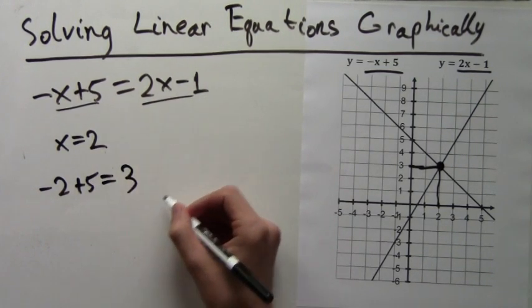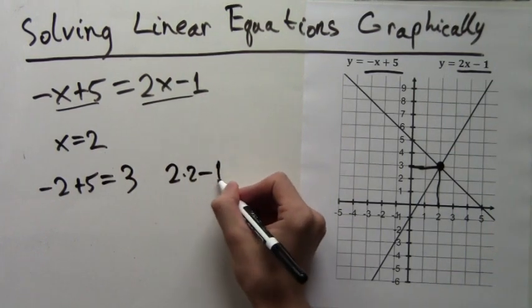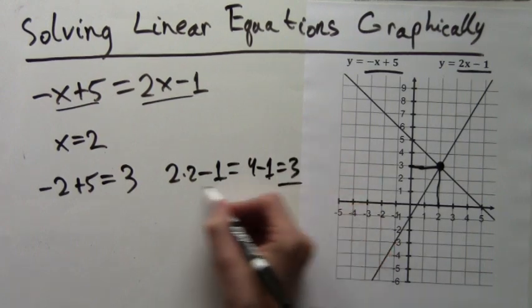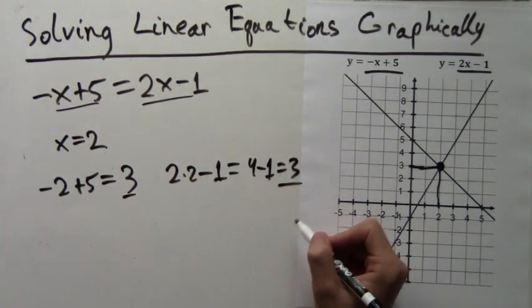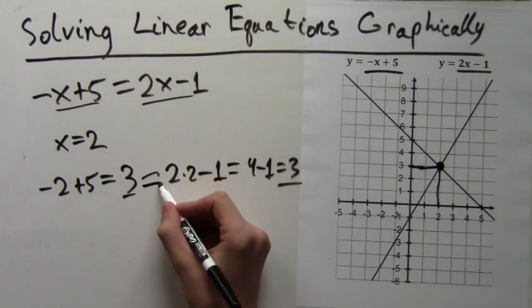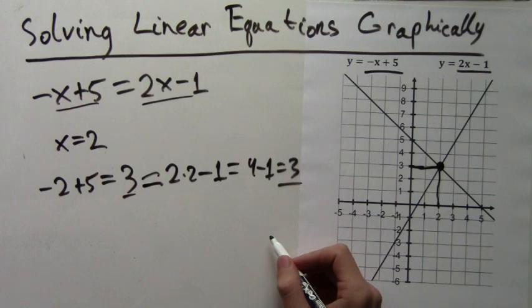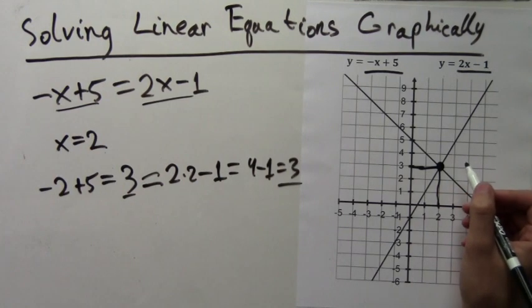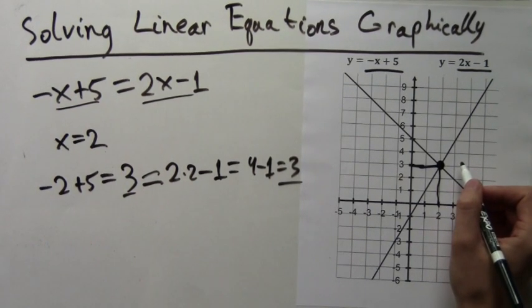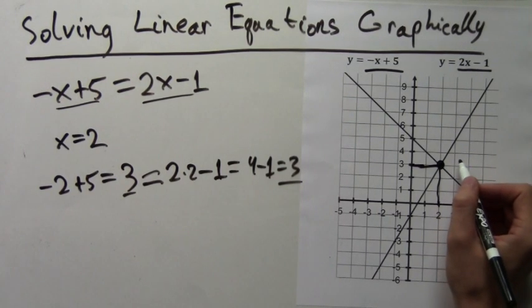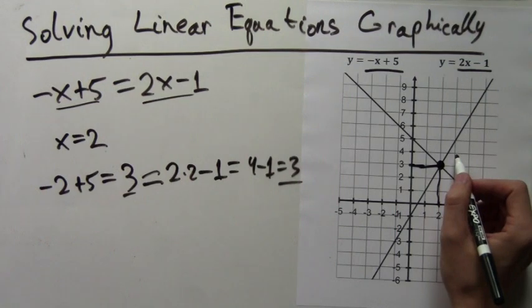Let's test. On the left side, we plug in x equals 2 and we get 3. And on the right side, we plug in x equals 2 and we also get 3. So x equals 2 is the solution. And each time we get 3, the y-coordinate of the point of intersection. That is why this intersection method works: when we plug in x equals 2, we get y equals 3 from both equations. So both equations are equal to each other. So it's the solution.